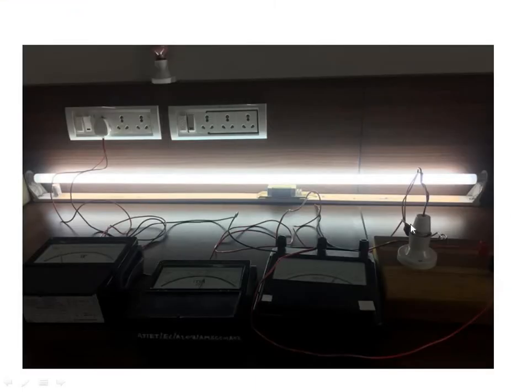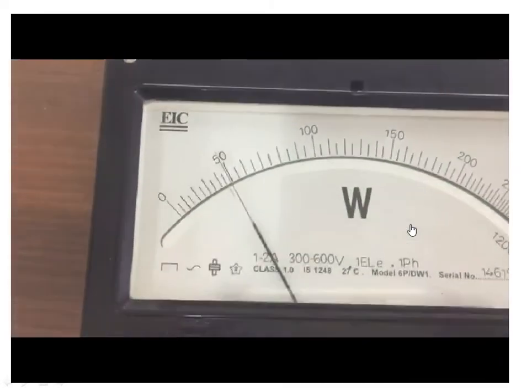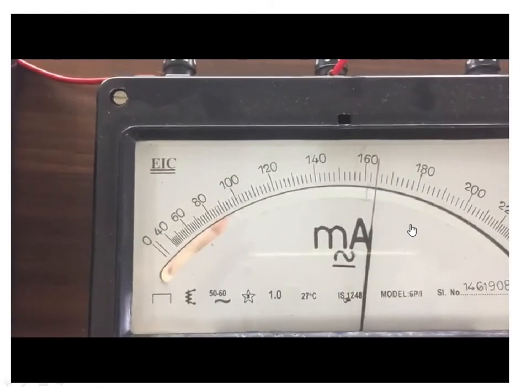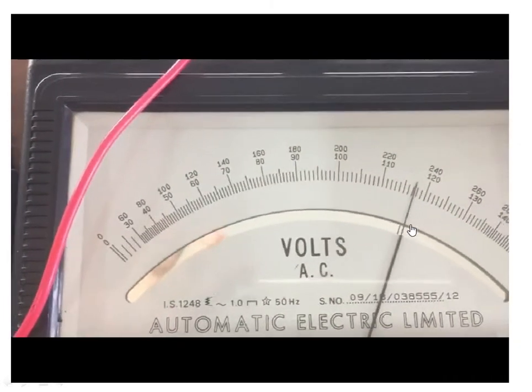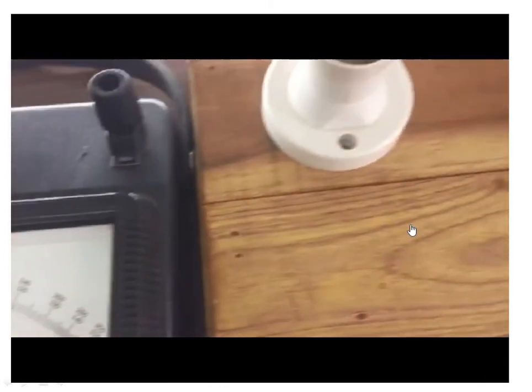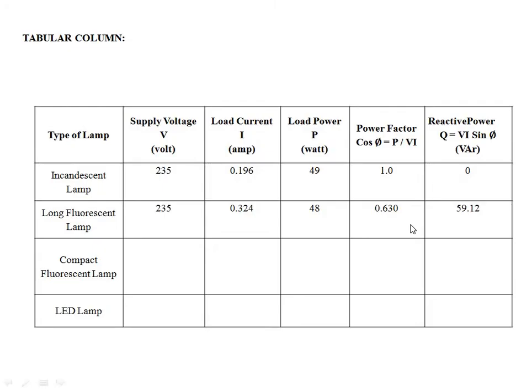Next we remove the incandescent lamp and connect a long fluorescent lamp. So here the wattmeter reading is 48 watts, ammeter reading is 0.324 amps, that is after multiplying by 2 and converting to amps. Voltmeter reading is 235. So we get the power factor here as 0.630 and reactive power is 59.12.